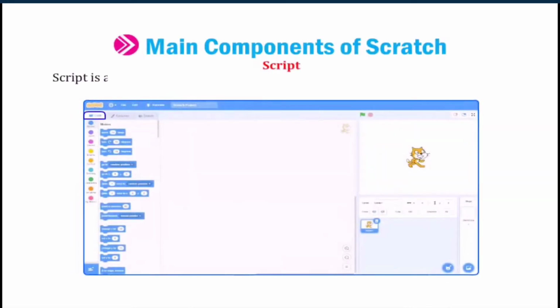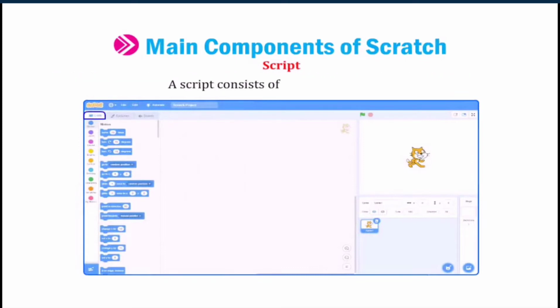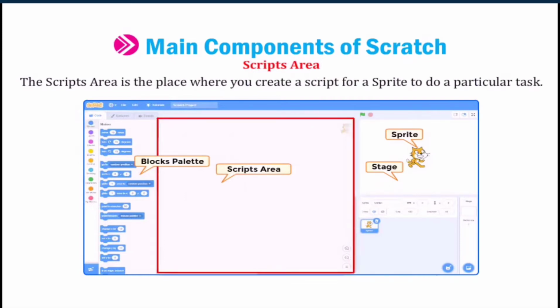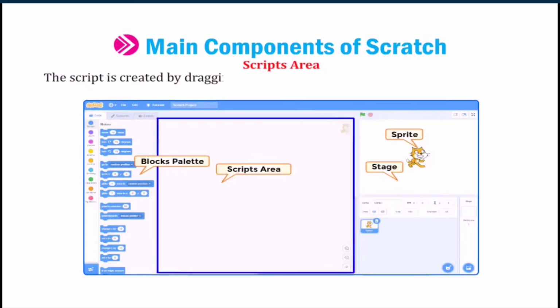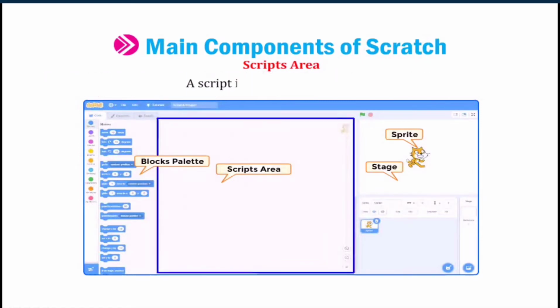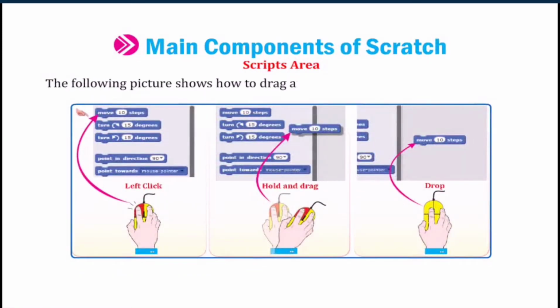Script. Script is a collection of stepwise instructions that are given to a sprite to do a specific task. A script consists of at least 2 blocks. Scripts area. The scripts area is the place where you create a script for a sprite to do a particular task. The script is created by dragging the blocks from the blocks palette and dropping them stepwise one below the other. A script is also called a program. The following picture shows how to drag and drop the blocks in the scripts area.